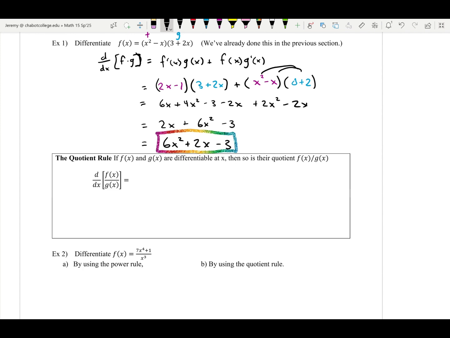So we can also take the derivative of a quotient, f of x over g of x, assuming f and g are differentiable. And here is the rule. It's a little more involved than the product rule, but still manageable. So this derivative is going to come in the form of a quotient. It's going to be g of x times f prime of x minus, so we have subtraction this time, minus f of x times g prime of x, over g of x squared, like this.